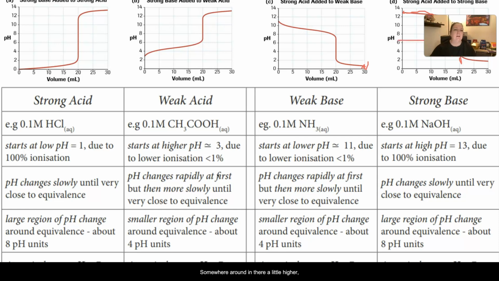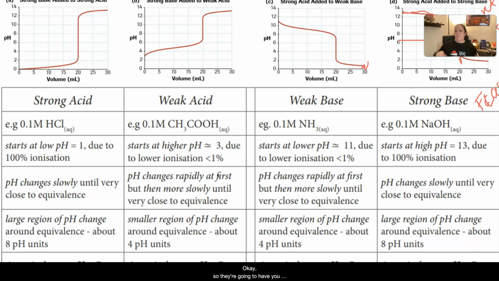Somewhere around in there, a little higher. But that's about the halfway point. So the pH is around 7. So this was a strong acid, strong base. But the difference is in this particular one, we started with the base. The base was in the flask, and it was my unknown concentration. And I had a strong acid in the burette.